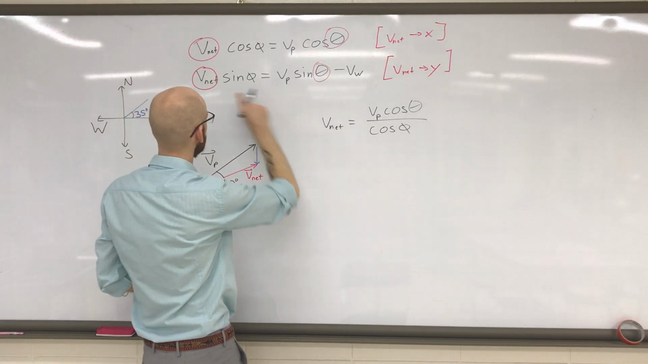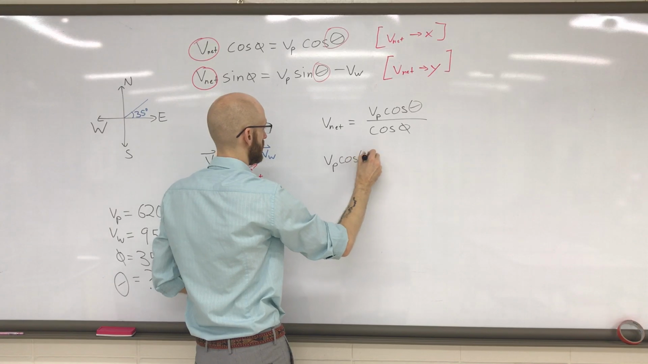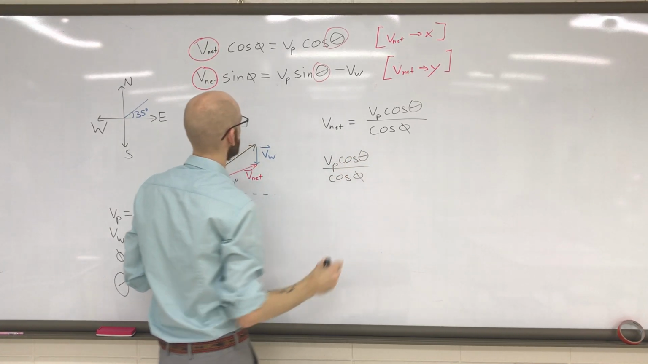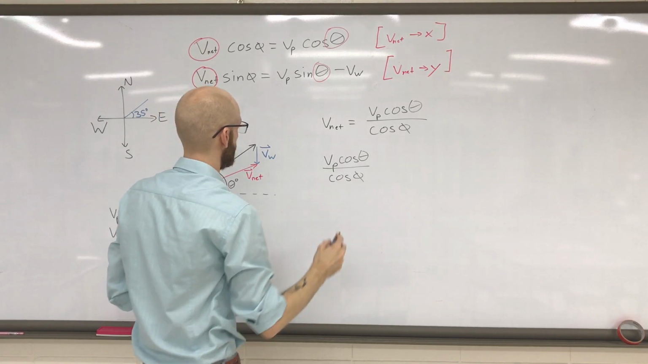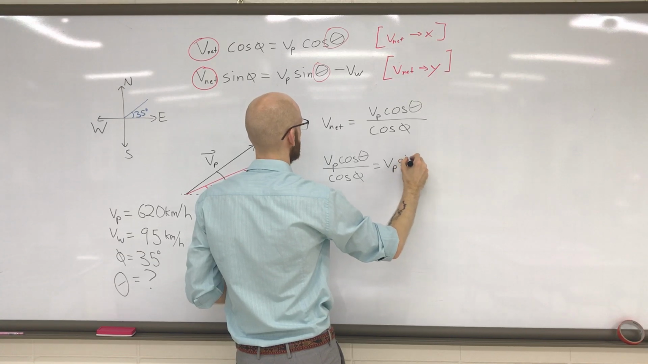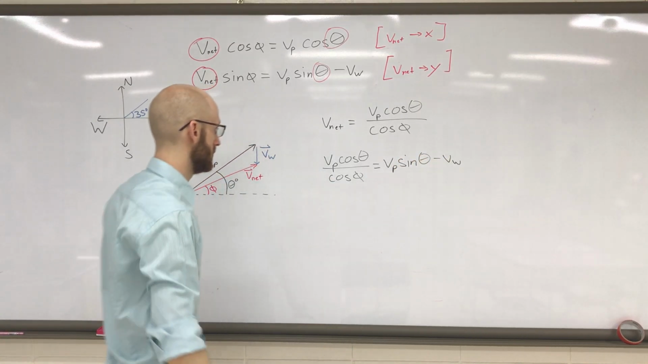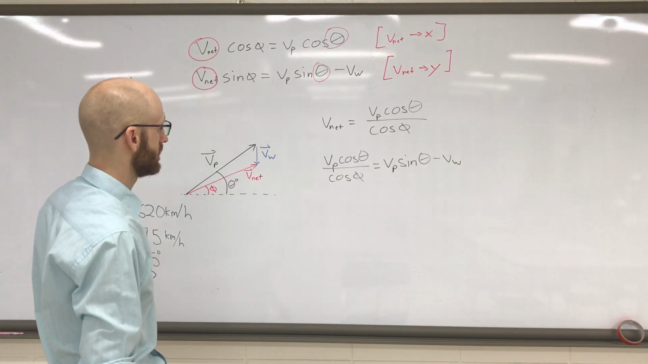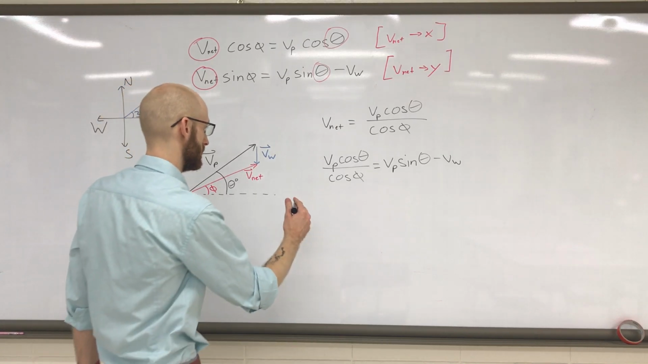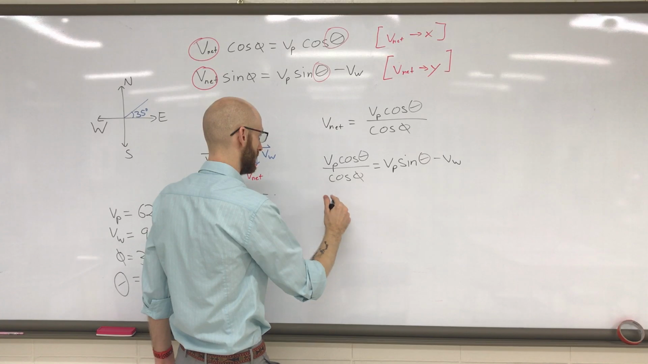And then I'm going to plug this into the other equation. So we get vp cosine theta over cosine phi equals vp sine theta minus vw. And now we need to solve for theta, which actually looks kind of hard. Oh man, hopefully I can do it. If we want to solve for theta, we need to get all the terms with theta on one side.